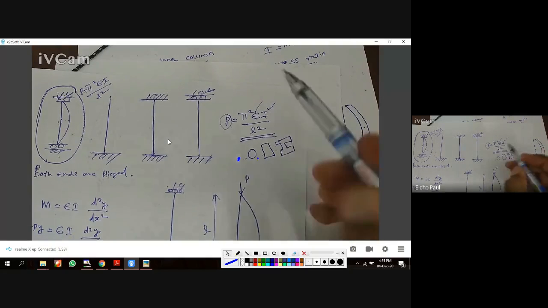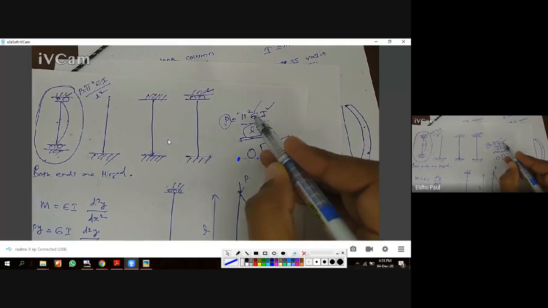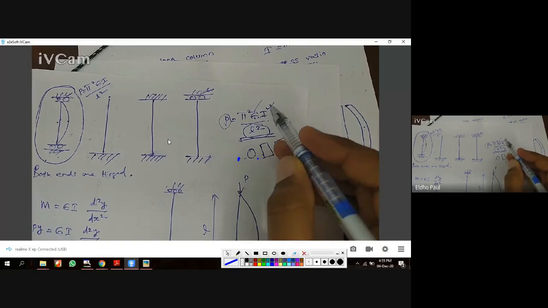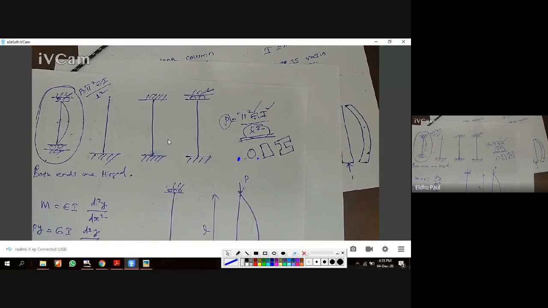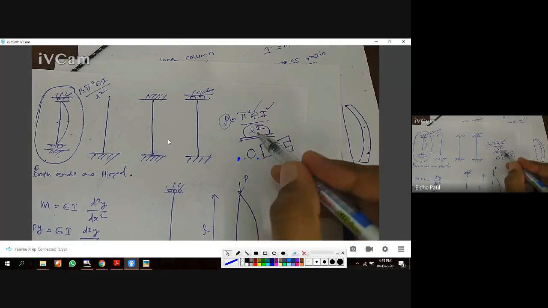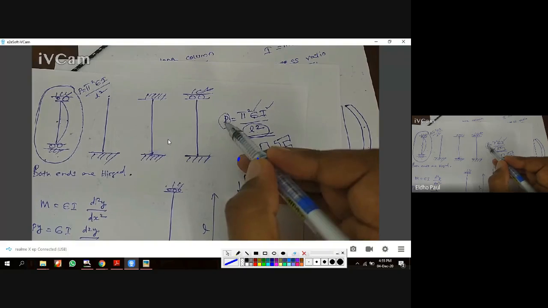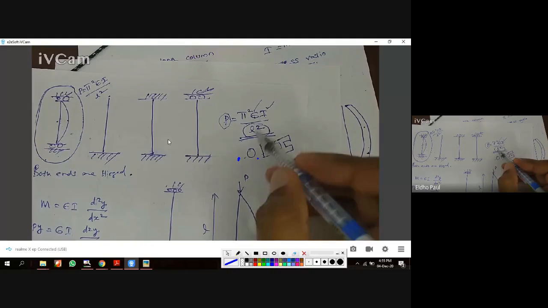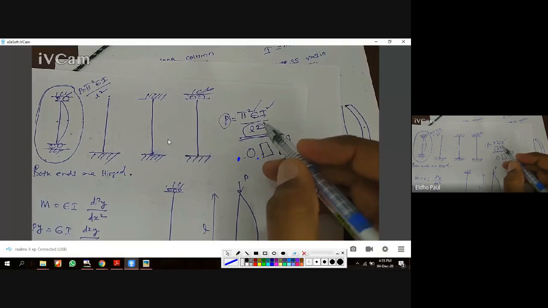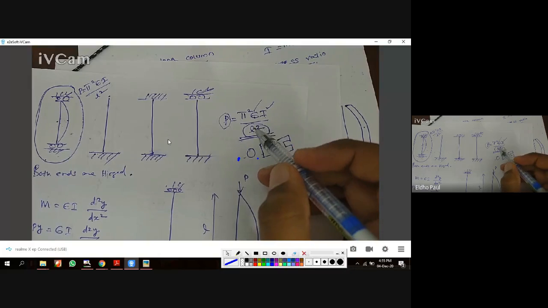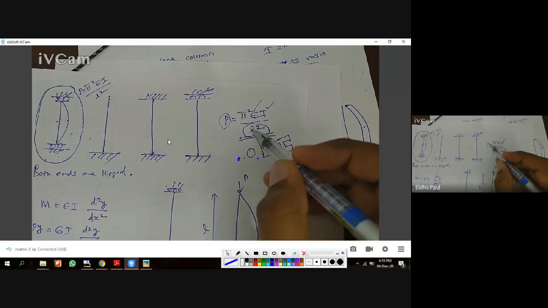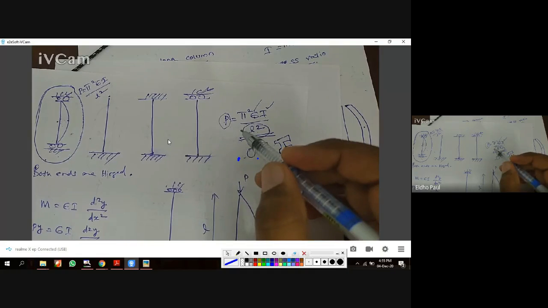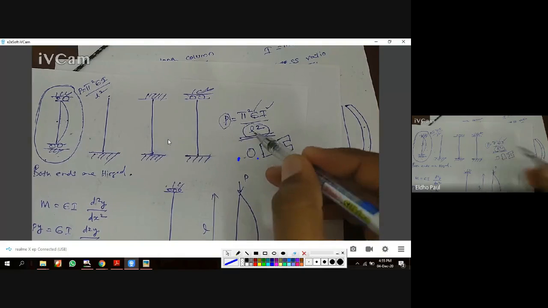Another important property is this one, L square. Both E and I have power 1, but here we can see it is L square, and the length can increase or decrease. By decreasing the length, we can increase the load carrying capacity by a large amount. Just a small decrease in length, or a small increase, will affect the load carrying capacity by a large amount, because here it is L square.